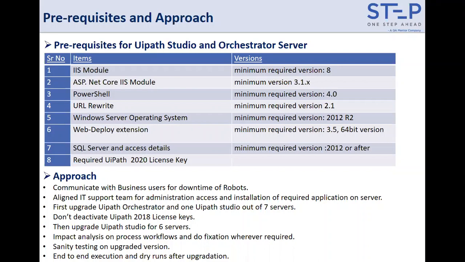So we took the approach that first we need to upgrade the UiPath Orchestrator, and after that we will go for the UiPath Studio upgradation. Out of 7, we upgraded only one UiPath Studio and Orchestrator, because one process was running in unattended mode in the Orchestrator. So we don't have to deactivate the UiPath 2018 license key, because after deactivating the previous license key, the processes which are running in parallel will get stopped.